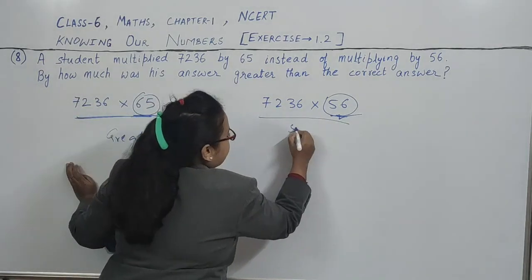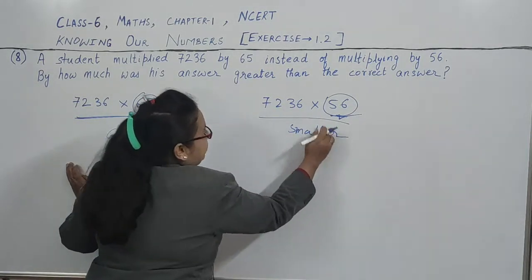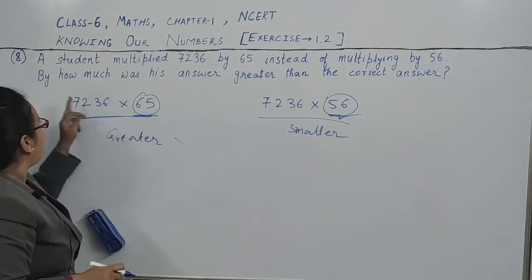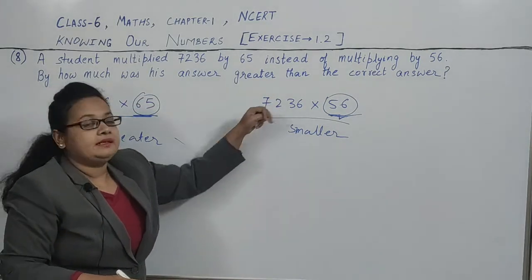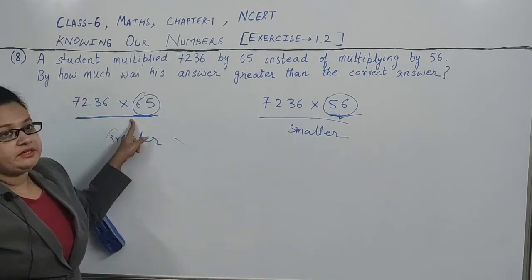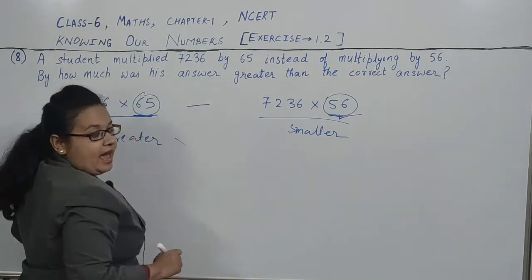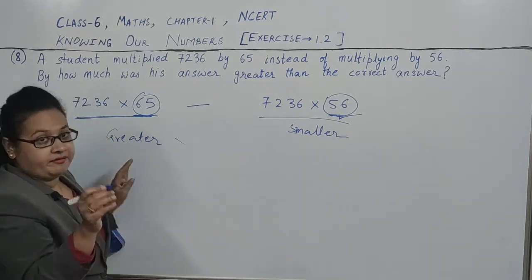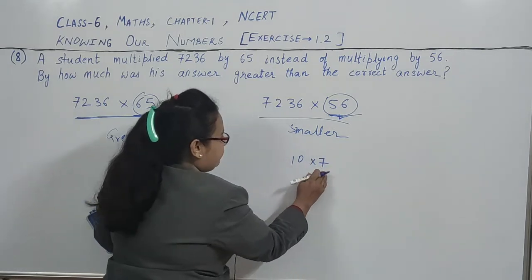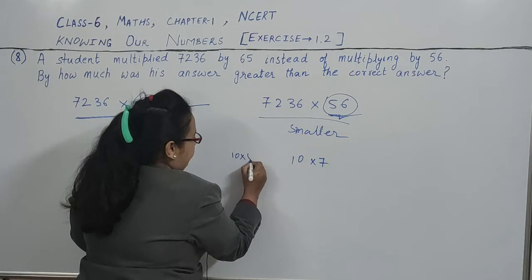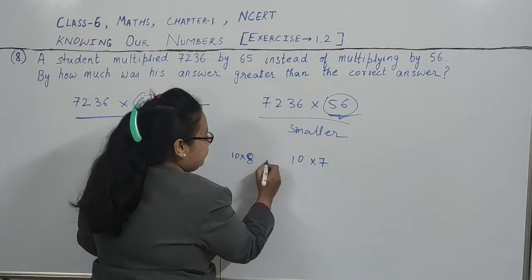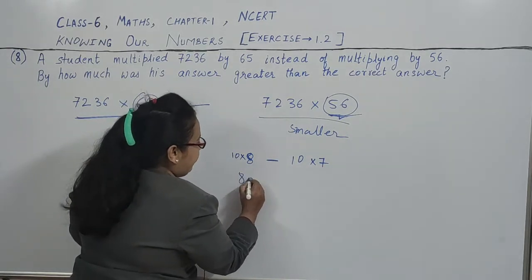And this will be the smaller one. He should actually multiply by 56 but by mistake he multiplied by 65. So by how much is his answer greater than the correct answer? This will be greater and this will be less. What we should do? We should subtract, like we subtracted in the example. You should multiply by 7 but instead you multiplied 10 by 8. Then by how much is your answer greater than the actual answer? We subtracted, so 80 minus 70.